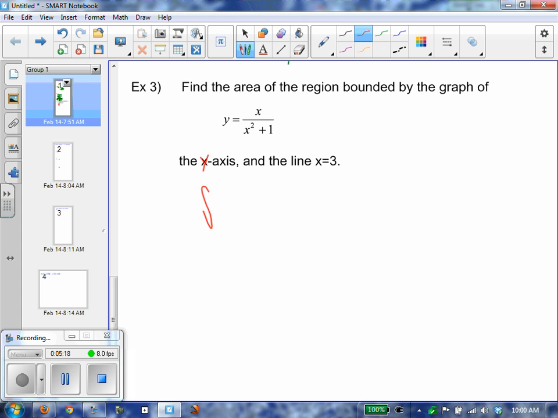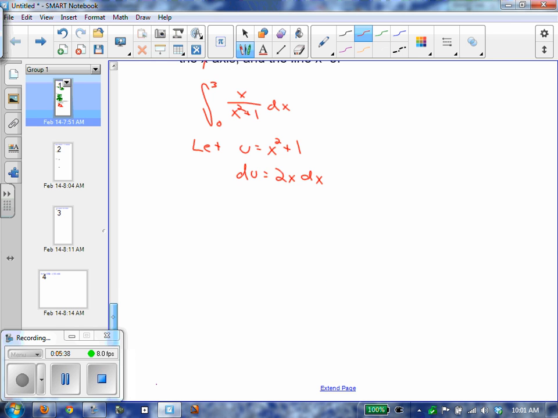A definite integral between 0 and 3, dx. All right, so what's u going to be? X squared plus 1. Add a 1/2 to the front.